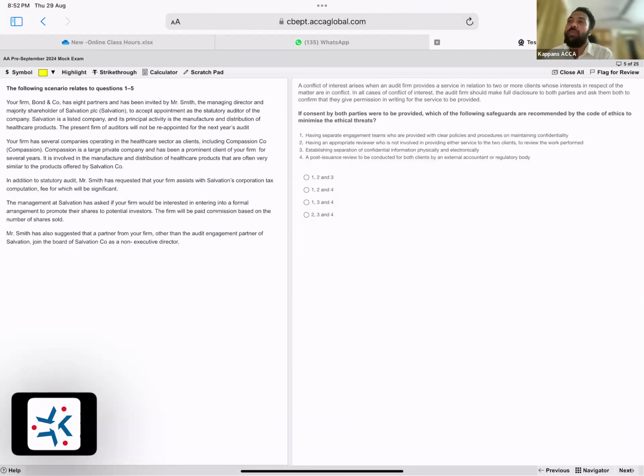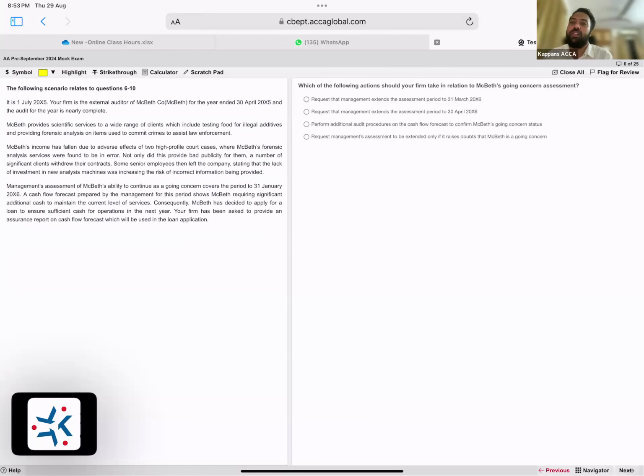Having a separate engagement team who are provided with clear policies and procedures on maintaining confidentiality. Yes, definitely one should be there. Having an appropriate reviewer who is not involved in providing either service to the two clients to review work performed. Yes, it should be there. Establishing a separation of confidential information physically and electronically. Yes, it should be there. So 1, 2, and 3 should definitely be there. A post-issuance review to be conducted for both clients by an external accountant or a regulatory body. No. 1, 2, and 3 are the safeguards where there is a conflict of interest.